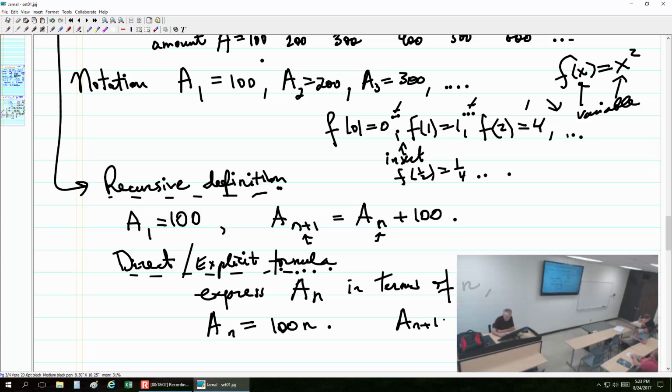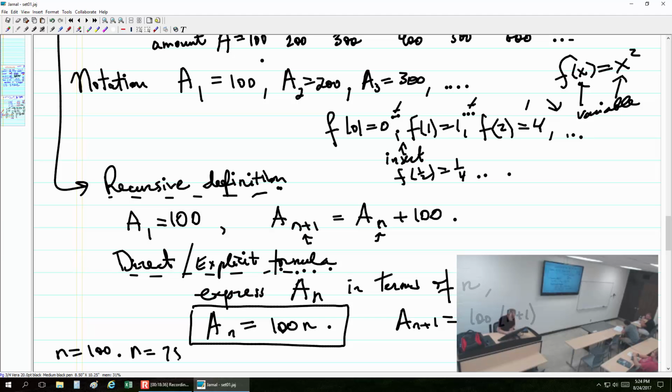A(N+1) is equal to what? 100(N+1), yes. So you simply replace N with N+1, just like in your homework, that substitution operation, remember? So the variable is substituted with whatever value that we want to have. So that's the advantage of this formula. I could start plugging in N equal to 100, or N equal to 755. You just plug in and the computation is very direct, and you know exactly how much money you got.